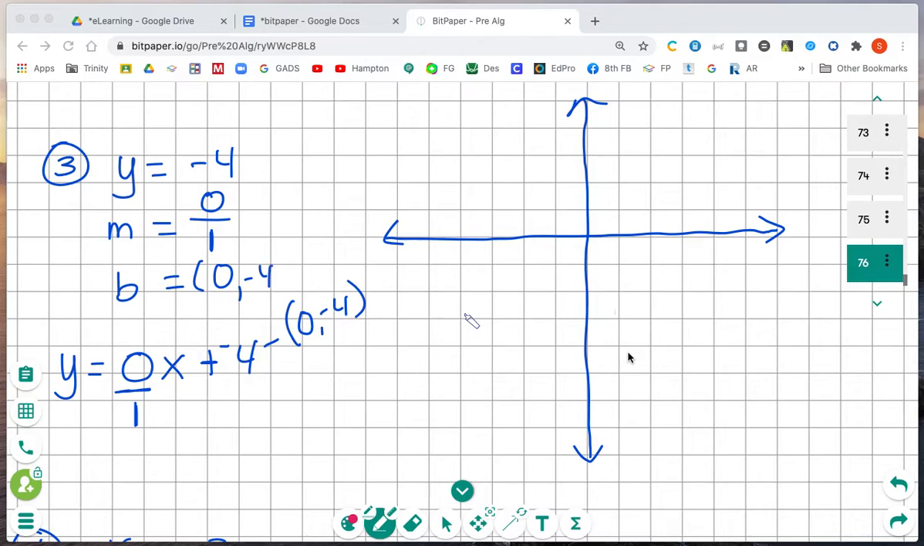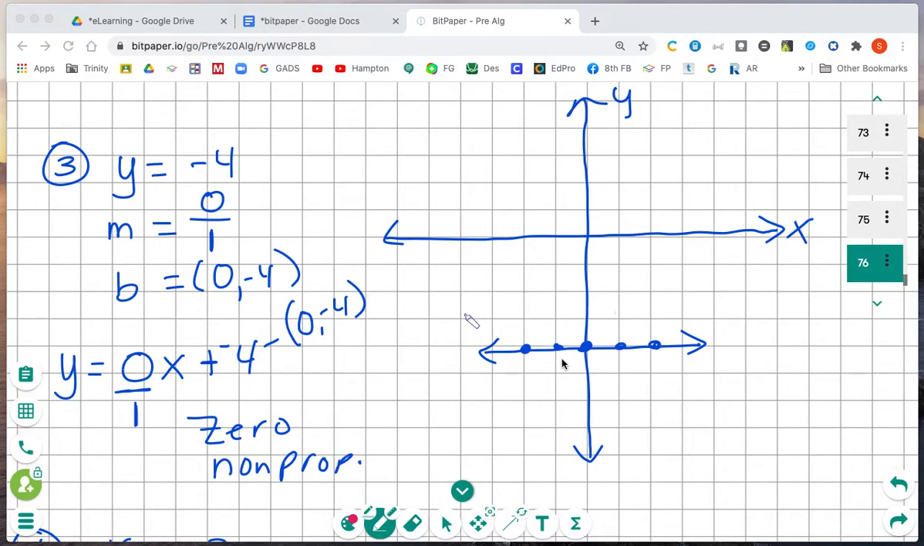0, negative 4. So we're going to label our x-axis, our y-axis, go to 0, negative 4. And we're going to go up 0 to the right 1. Then we're going to go back to our starting point. We're going to go down 0 to the left 1. Draw our line. You'll notice that this is a 0 slope and it is non-proportional.